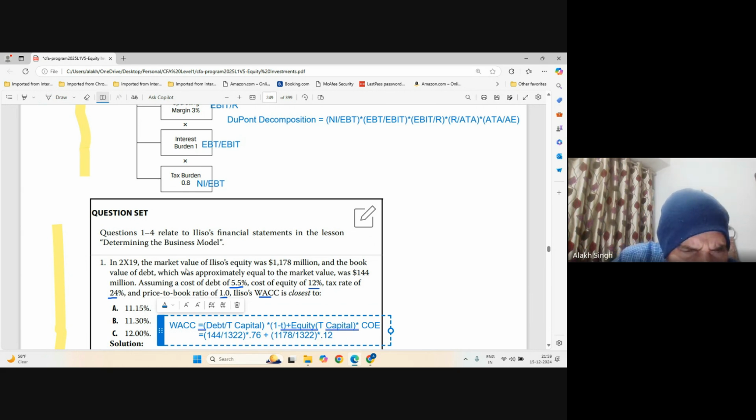Oh, the interest rate is 0.055, sorry. So why not calculate in percent? Let me put 12 only, and this times 5.5, the cost of interest, and then times 0.76. Please calculate on the calculator how much we get. It will definitely be less than 12% because 12% is the cost of equity. So C will not be the answer for sure. We have to choose between A and B.